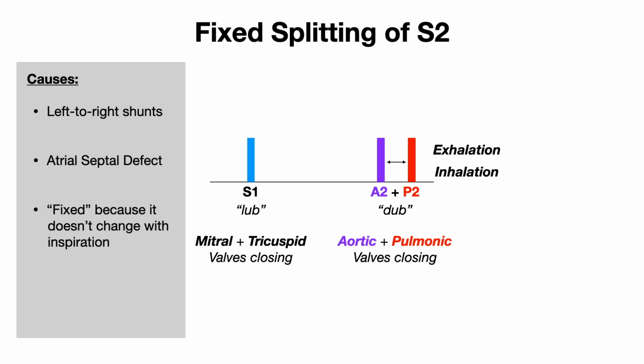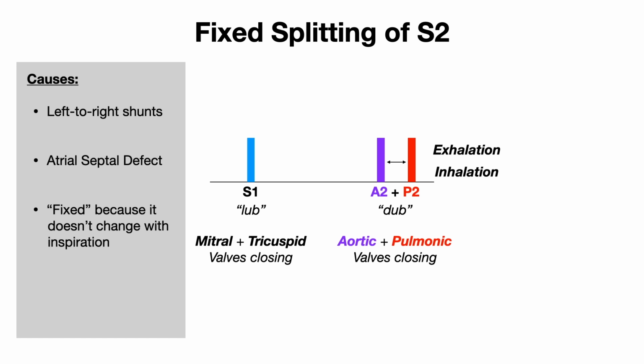And again, if we go back to this graph here, this is what fixed splitting looks like. When you breathe in, when you breathe out, that P2 doesn't move. It's going to be separated from A2, but it's going to be equal. It's not going to move during inhalation or exhalation. So if you see this visual depiction, we're talking about fixed splitting of S2, and you want to think about a left to right shunt.